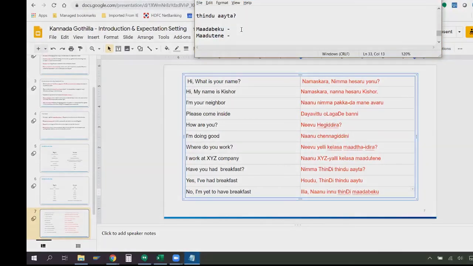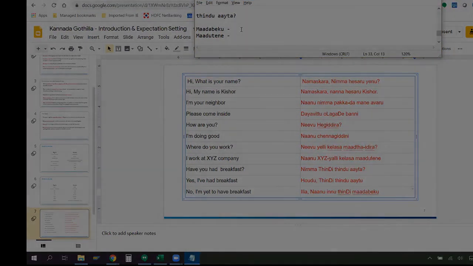Okay, sorry. I'm going to stop. So I can probably address this madutene madabeku question tomorrow. Okay? Yeah, sure. Thanks, Kishor.